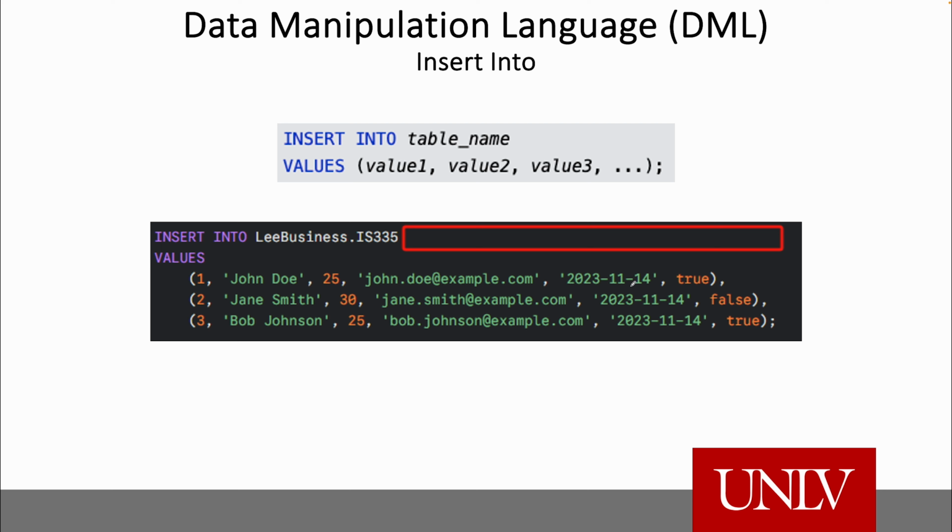Another way is, if you are adding values for all the columns of the table, you do not need to specify the column names in the SQL query. However, make sure that the order of the values is in the same order as the columns in the table. So in these examples, the values are provided for each column in the same order as they appear in the table, including ID, name, age, email, registration date, and active status. So this approach is acceptable when the order of the columns in the values clause matches the order of the columns in the table definition.